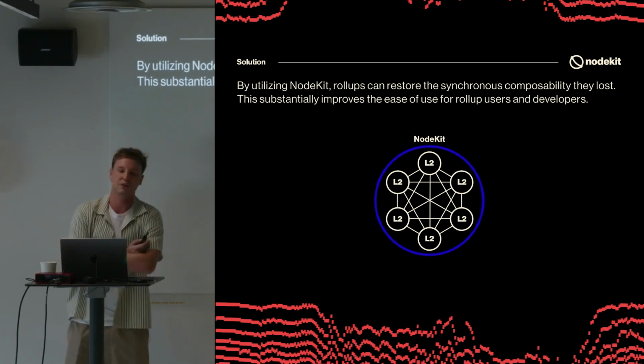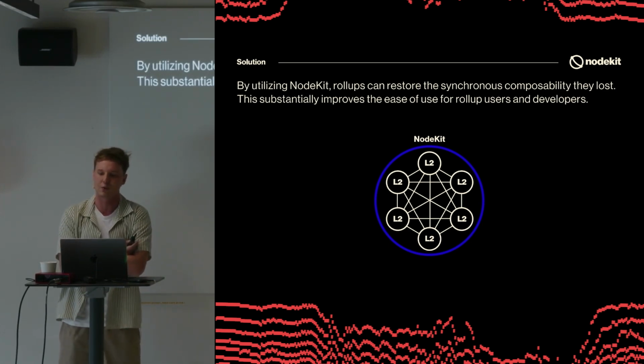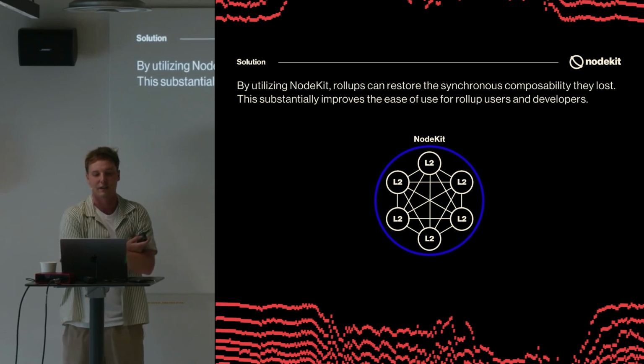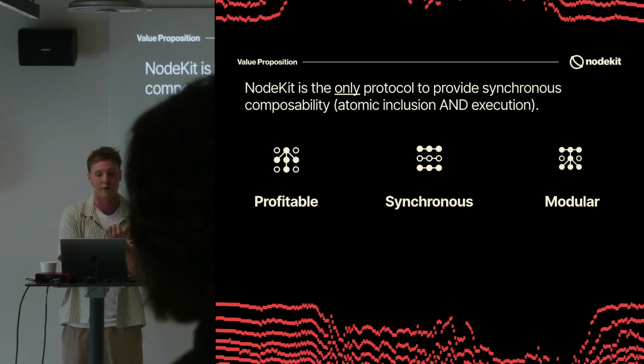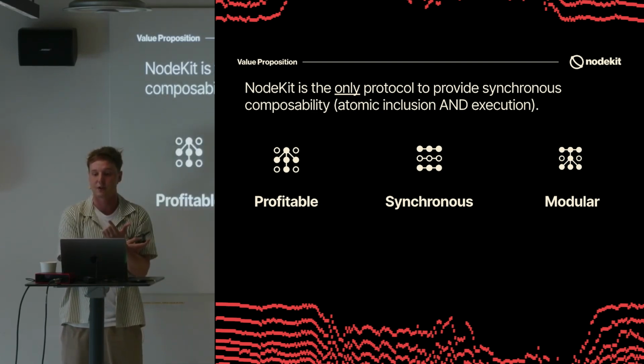So, by using NodeKit, rollups can restore the synchronous composability that they lost. This improves the ease of use for rollup users and developers. We're the only protocol to provide synchronous composability, which we define as atomic inclusion and atomic execution. And when I talk to rollups, I explain to them that when you use NodeKit, your sequencer or your rollup will actually become more profitable. It will allow synchronous communication, and it will also stay modular.